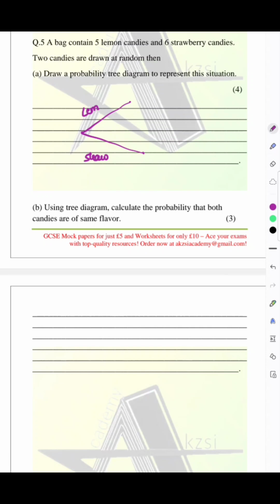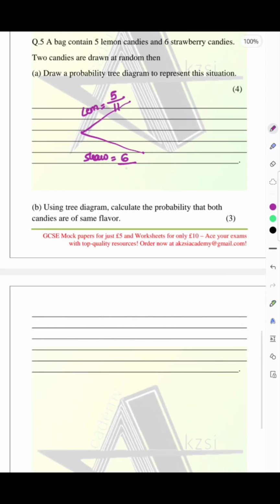Simple. Just think that if you have 5 lemon candies and 6 strawberry candies, that means 11 candies in total, and you have to pick one lemon candy, you have 5 different options out of 11. So the probability of picking a lemon candy is 5 over 11. For strawberry candies, because there are 6 strawberry candies and 11 candies in total, you have 6 candies out of 11. That's the probability of picking a strawberry candy.